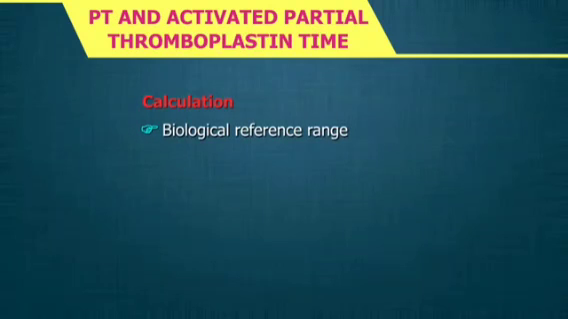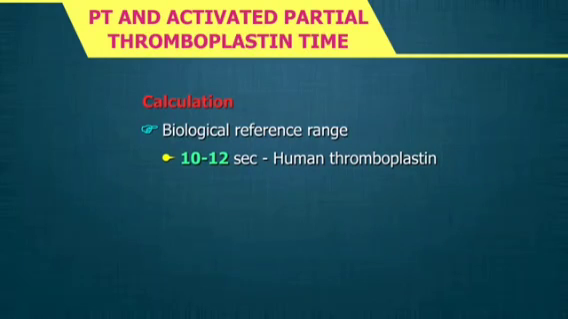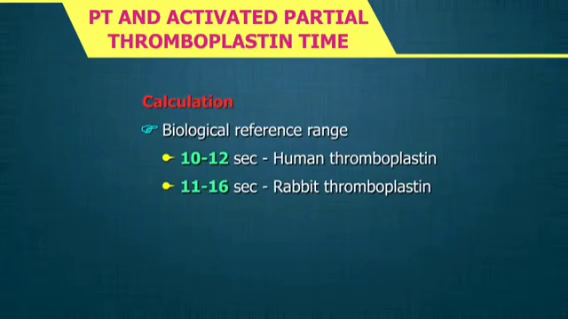The biological reference ranges stated in the literature are generally between 10 to 12 seconds for human thromboplastin and 11 to 16 seconds for rabbit thromboplastin. However, this cannot be used for patient reporting. Every lab is required to calculate the MNPT and the biological reference interval or range as per the above method.